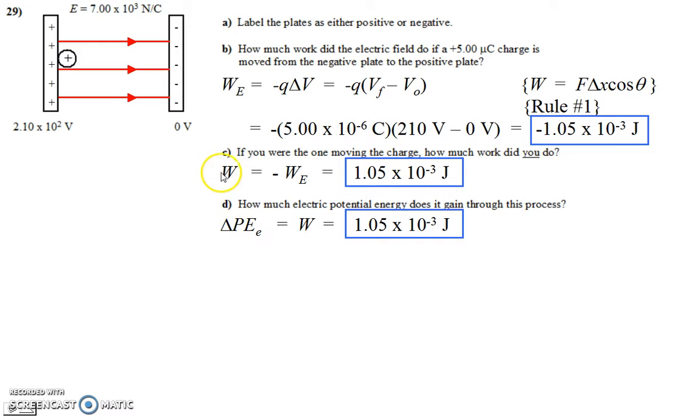Not to be confused with the equation that said that the negative of the work done by the field is the change in potential energy. It's all about the negative signs, being very, very careful with them. Alright, let's go on to letter E. How far apart are the plates? So go ahead and, for letter E and F, pause the video, answer those on your own.